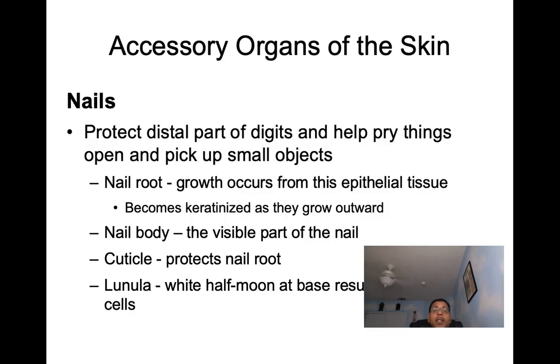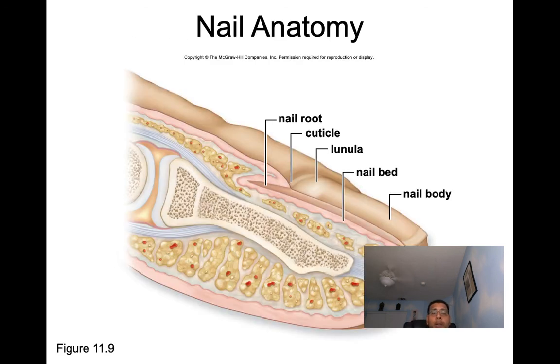Now, when we talk about the accessory organs, this includes our nails, which are going to protect the distal parts of our digits, and then they also help pry things open and pick up small objects, to name a few tasks, and even scratch an itch if necessary. The structure of the nail is going to have a nail root, a nail body, a cuticle, and a lunula. So here we can appreciate all those parts.